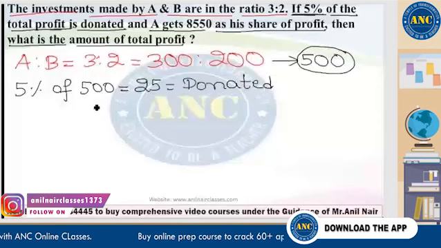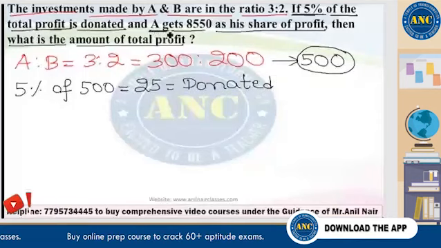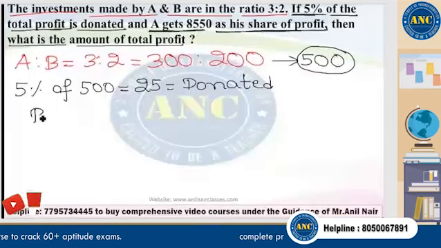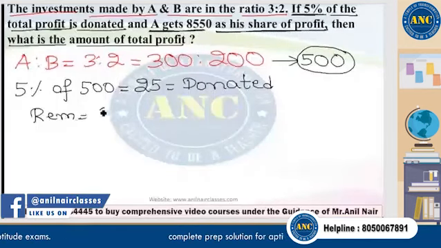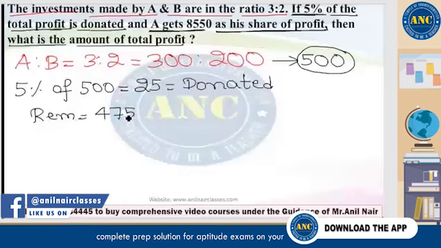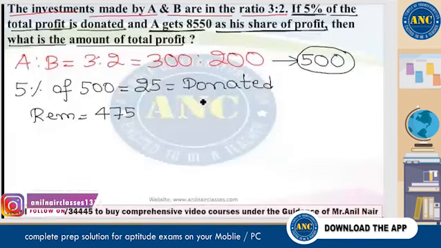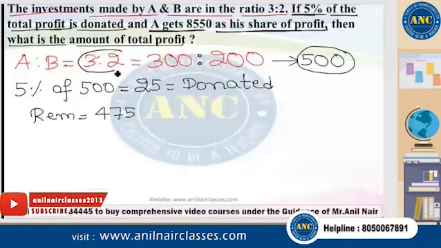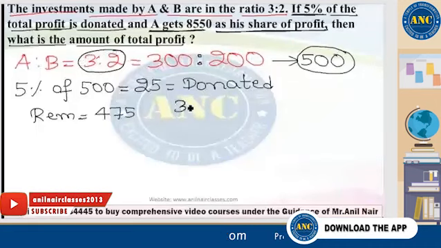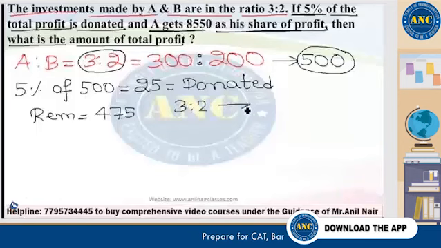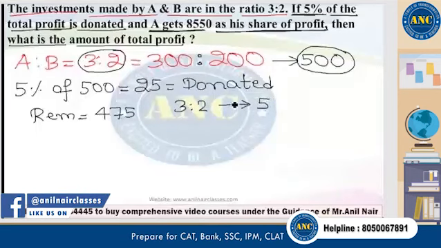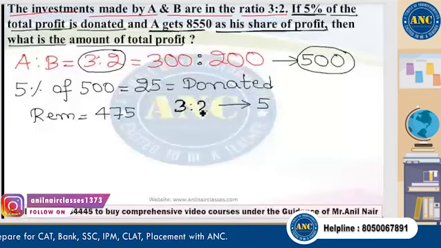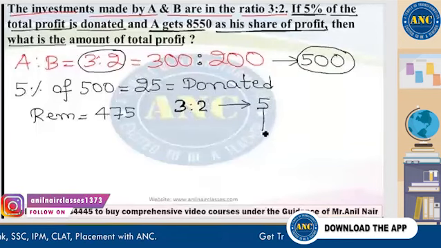Now, if I donate 25 and A gets 8550 as his share of profit, now the remaining thing is nothing but 500 minus 25, 475. This 475 rupees is divided among A and B in the ratio of their investment. That means the ratio of their investment is 3:2. 3 plus 2 is 5. Totally A is getting 3 rupees profit. B is getting 2 rupees profit. Totally they are getting 5 rupees profit.